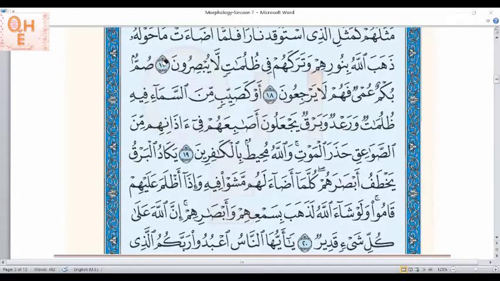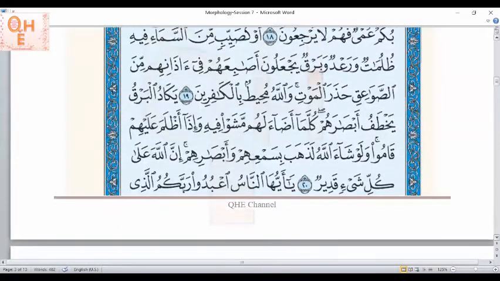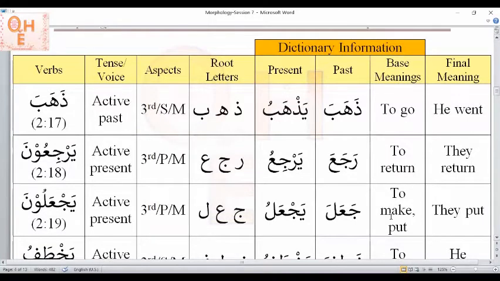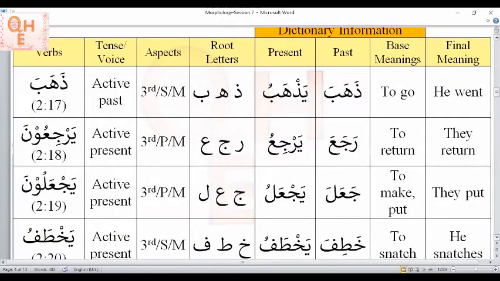So if we go over the chart, we will try to identify exactly the way we did before. Over here we have all 4 verbs: ذهب, يرجعون, يجعلون, يخطف. I don't think I need to go over all the details. Mashallah, you have been practicing. So what I will suggest, you can pause this page and match with your findings. And if you have any question, put it in the comment section. But I think you will be just fine because these are very simple verbs, and we have practiced quite a few so far, alhamdulillah.